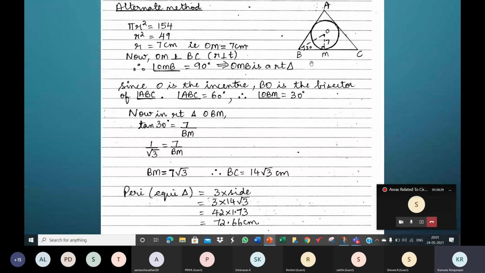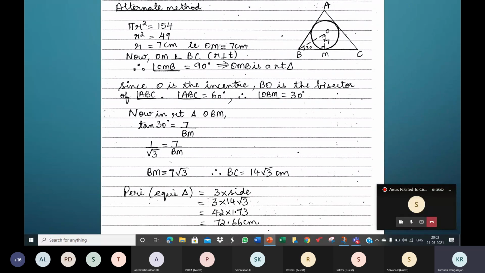Okay. So here we are given the radius of the incircle, and the question is to find the perimeter of the equilateral triangle. So see the alternate method. Oh, we were not given the radius, is it? I forgot the question. I think we were given the area of the incircle. So area, pi r squared, is 154. So we find the radius is 7 centimeters.